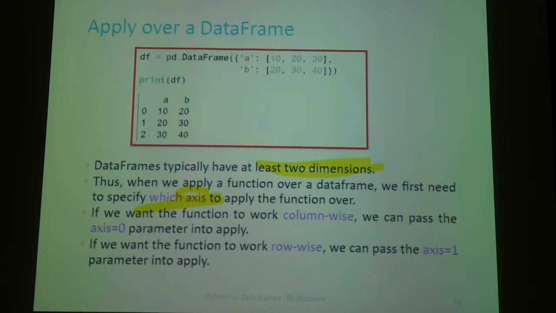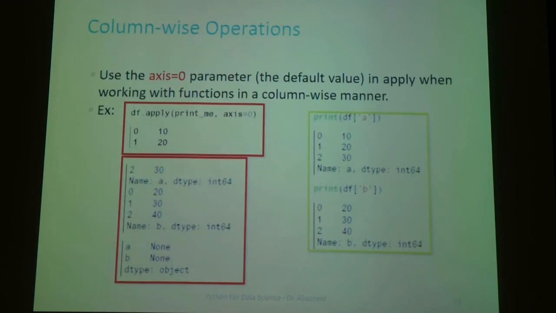Okay, if we want the function to work column wise, we can pass the axis 0. So for column wise, axis 0. And if you want the function to work row wise, you have to use the axis 1. So use the axis 0 in here, for example. So in here, data frame you apply and use axis 0. That means column, and you print me. What does it do in here? Print what? The column. So it printed the first column in here, and printed the second column, right?